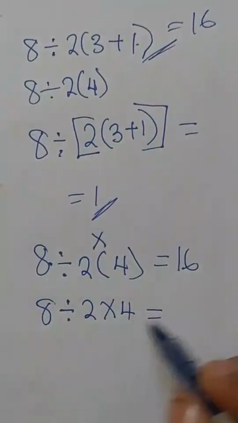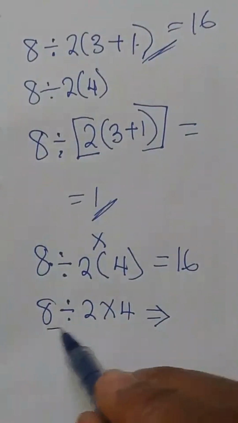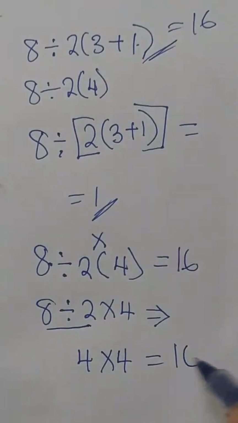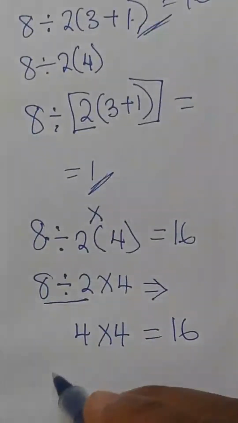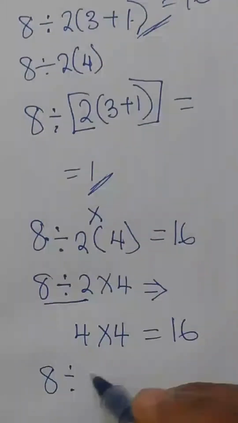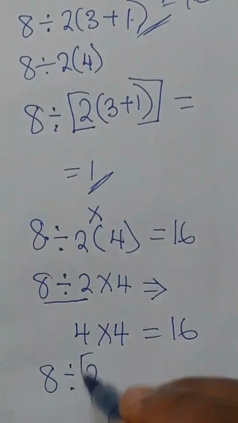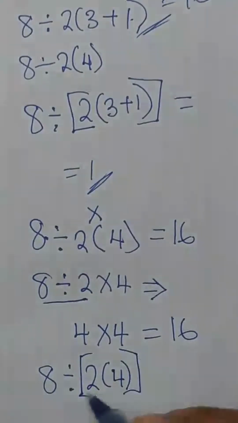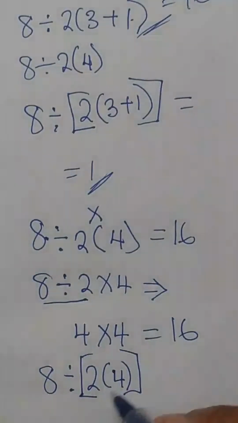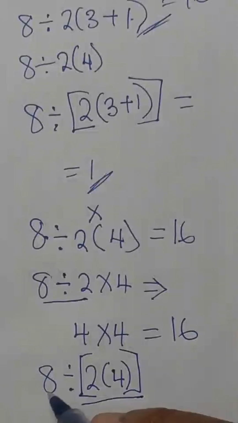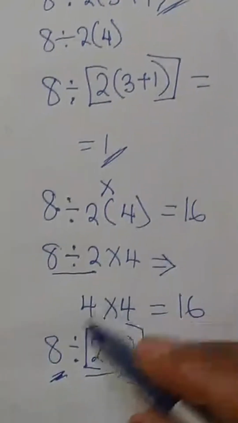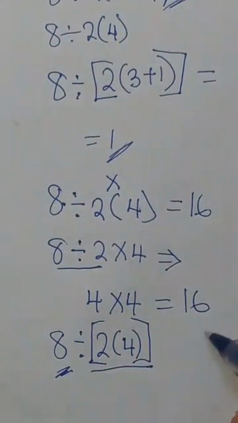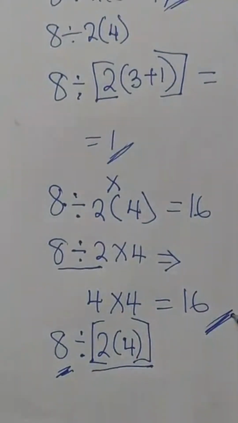So here, you apply BODMAS, you divide first. That is 4 times 4, and that is 16. Now, if you have 8 divided by (2)(4) with everything in brackets, you solve everything inside first before you solve the division. As far as it's not represented with a double bracket like this, once it's a single bracket, the answer is 16. Okay, so that is the answer.